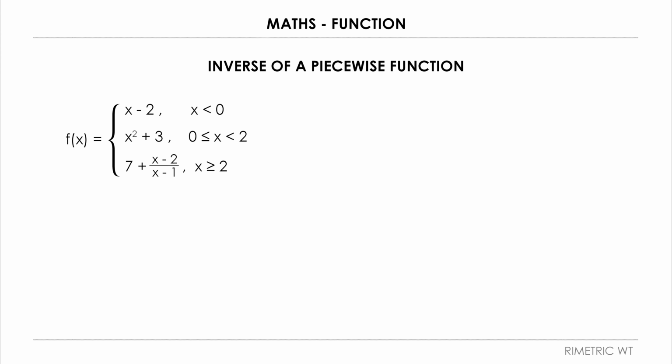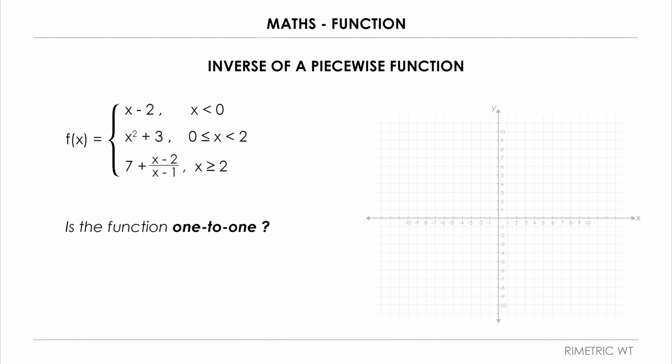But as we have seen earlier, before we touch the algebra, we must first ask, is the original function one-to-one? If the graph fails the horizontal line test, then the function does not have an inverse that is also a function. However, if it passes the horizontal line test, we can proceed to invert each piece separately. So let's graph our given function and see whether it is one-to-one or not.